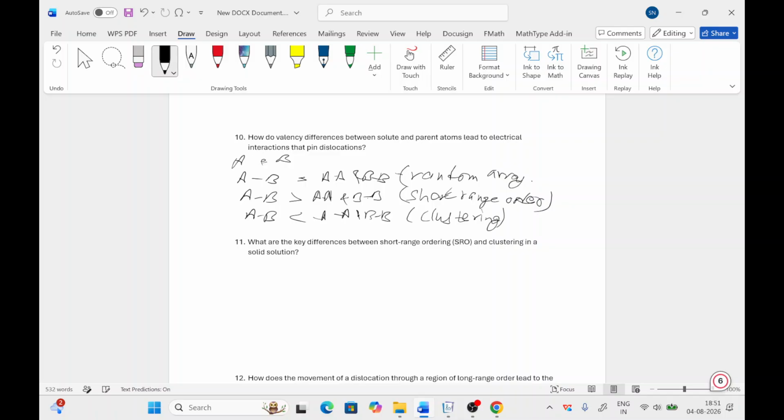So these three types of arrangement between these two atoms change the energy of the lattice, and because of the change in lattice energy, the dislocation motion will be impeded because of this clustering, short range order, or random arrangement of these two atoms.